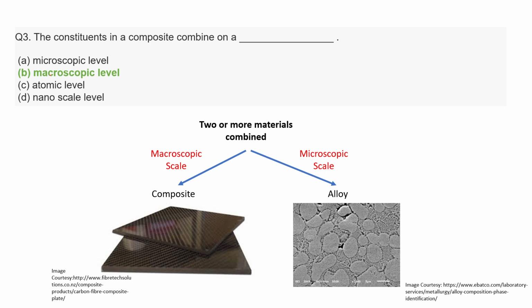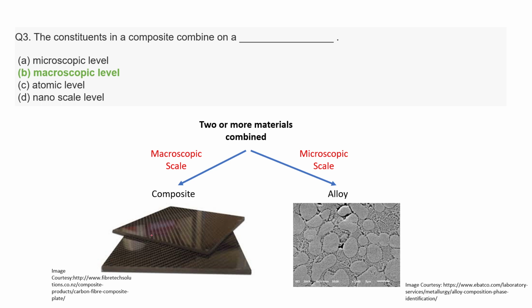Whenever we talk about composites or any material which has two or more components in it, another name that always comes to our mind is alloys. As we have already studied, alloys contain different types of metals combined with each other. But alloys are different from composites. Why? Because in composites all the constituents can be defined at a macroscopic level.